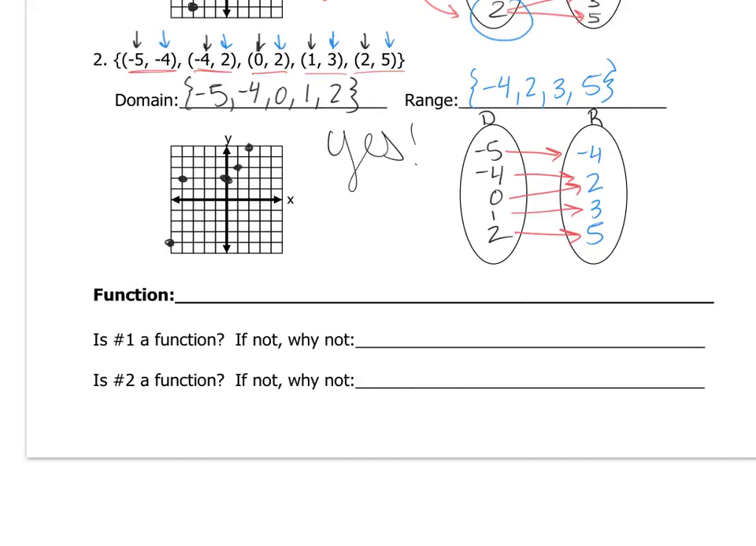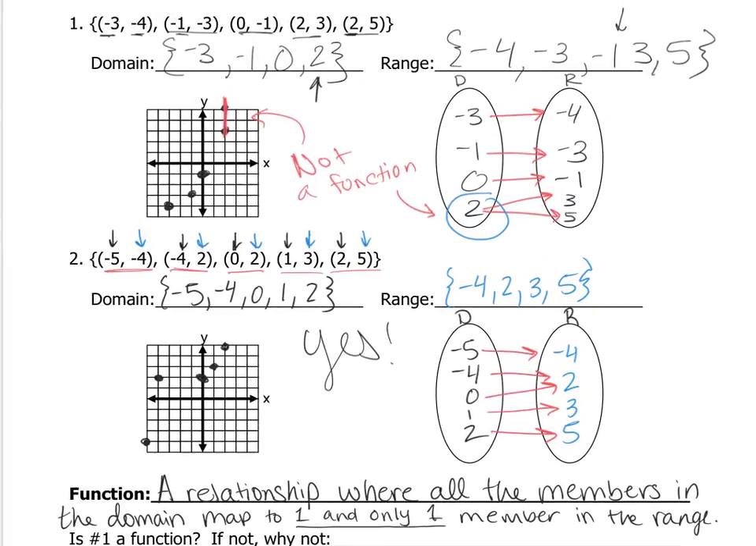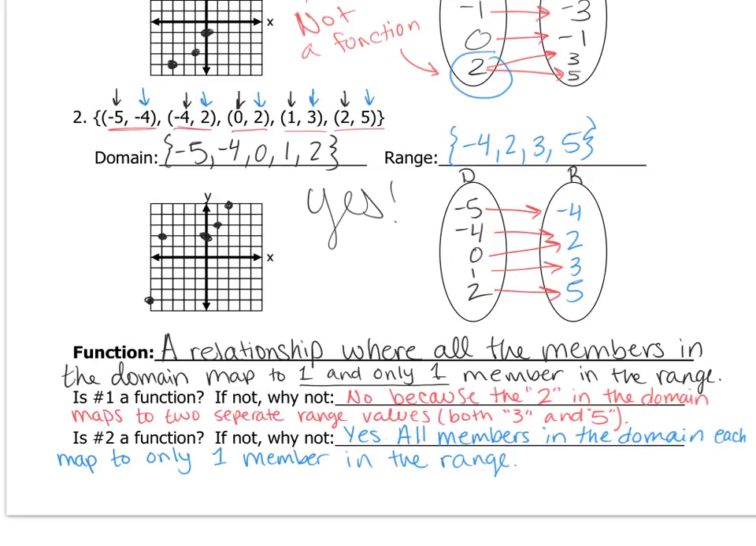Okay, let's go ahead and define a function as a relationship where all the members in the domain map to one and only one member in the range. We already talked about these next two things, if number 1 is a function and if number 2 is a function. We talked about how number 1 is not a function because the 2 in the Easter egg maps to 2 different spots in the range, and how number 2 is a function because we don't have anybody over here mapping to 2 different places. So here are my written out answers for number 1 and number 2 function questions. If you'd like to pause the video to read those out, this would be a good time to do that.